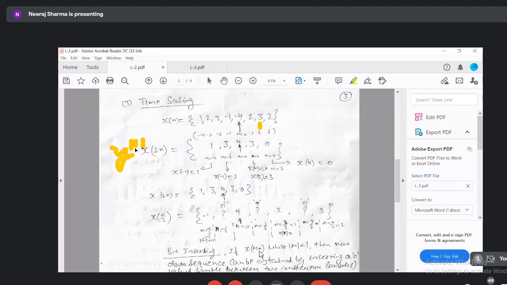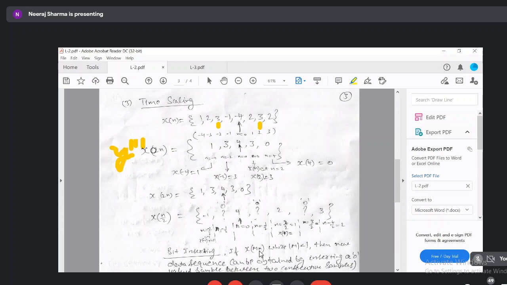So when n is equal to minus 1, it will become y minus 1 equal to x2 into minus 1, that is x minus 2. So it means y minus 1 is same as that of x minus 2. So x minus 2 is equal to 3. So here we have substituted this value 3.